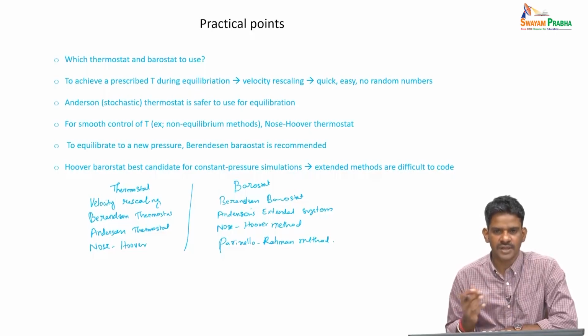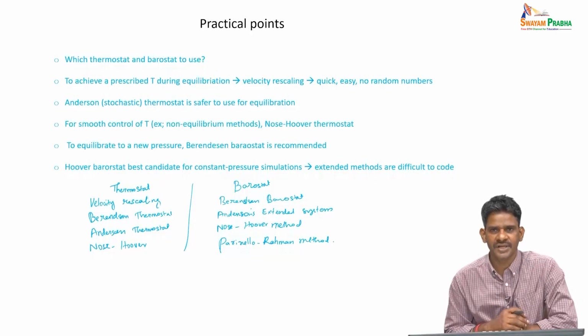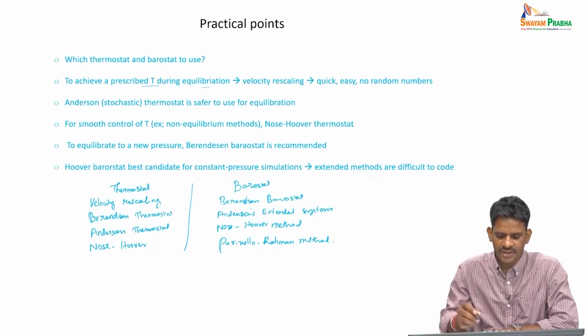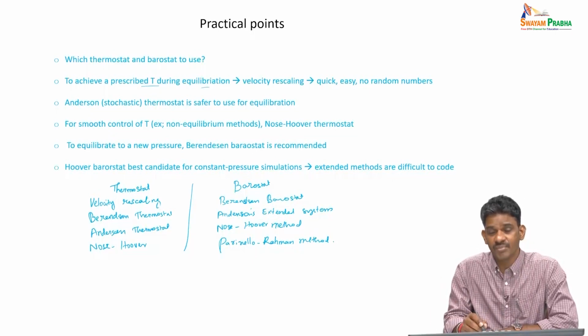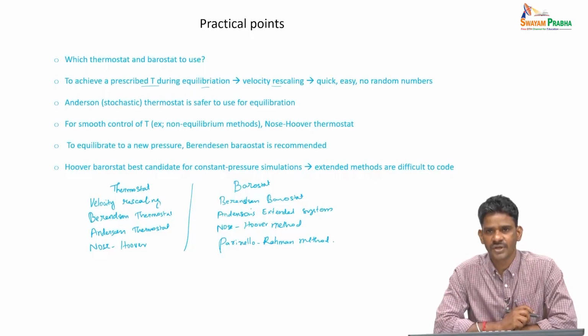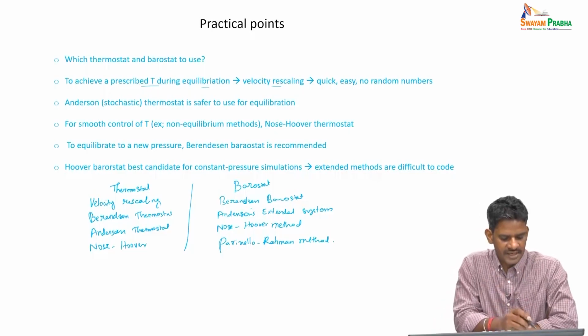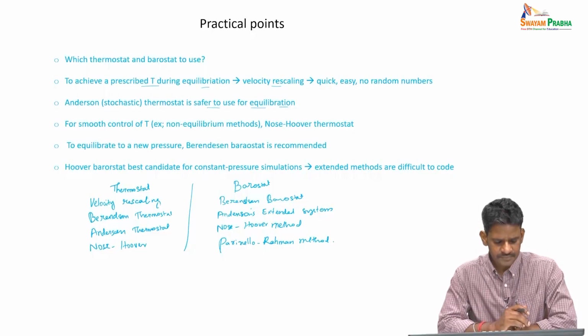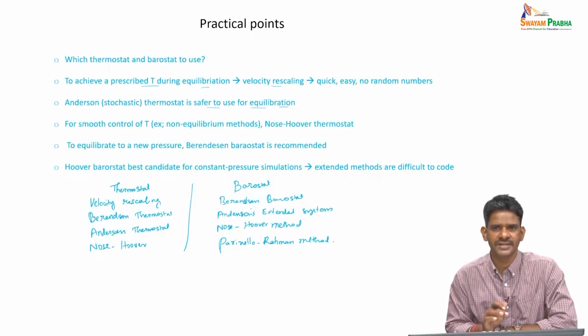So, again there is no general guideline, but a rule of thumb is that to achieve a prescribed temperature during equilibration, you can quickly get a temperature stabilization by using velocity rescaling, which is quite quick and easy because we are not using any random numbers like in the case of the Andersen thermostat. Whereas on the other hand, this Andersen stochastic thermostat is much more used for equilibration because it takes the temperature rather smoothly to the desired temperature. So, if you want to be absolutely safe, you do not want to take any risk, it is always good to go with the Andersen thermostat.